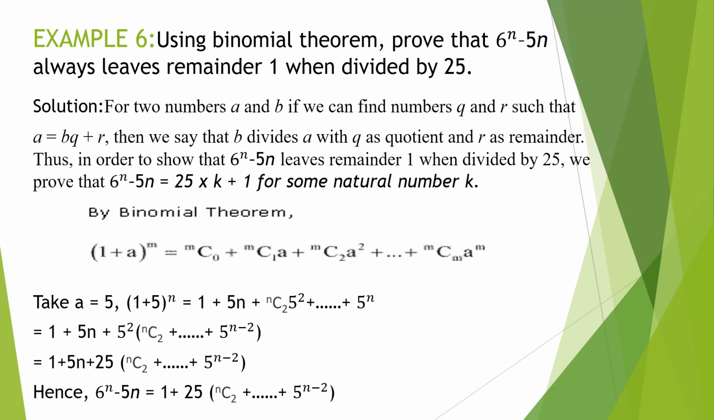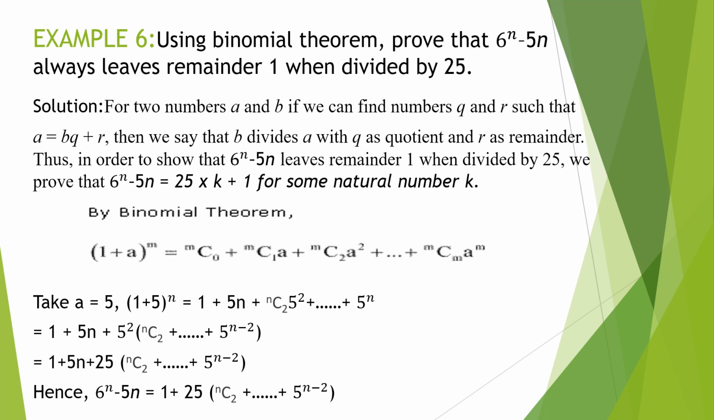So what do we have? 6 raised to n is 1 plus 5 raised to n. We can write 6 raised to n as 1 plus 5 raised to n. So that will expand as 1 plus 5n plus nC2 5 square plus up to 5 raised to n. Now again, like the previous example, we are taking out 5 square common from third term onwards. So it will be 1 plus 5n plus 25 into nC2 up till 5 raised to n minus 2.